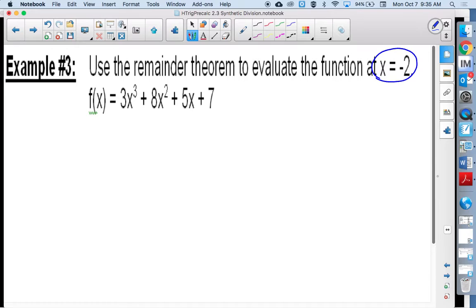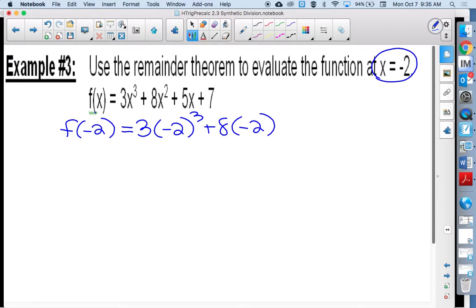So this negative 2 becomes my x value. We're going to plug it in. So the remainder theorem says I can have a number and I can maybe get an answer by taking that number and plugging it in. Anytime it says evaluate means find an answer. If they give you an x, that x represents any x in your function. Plug it in and you get out a y value.